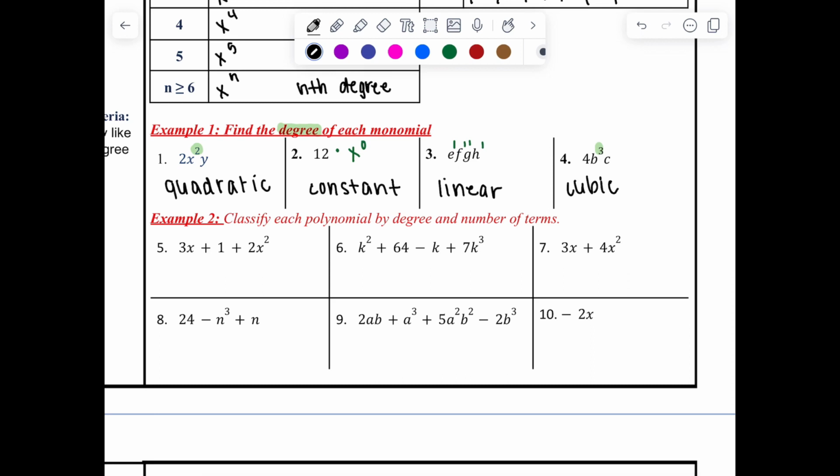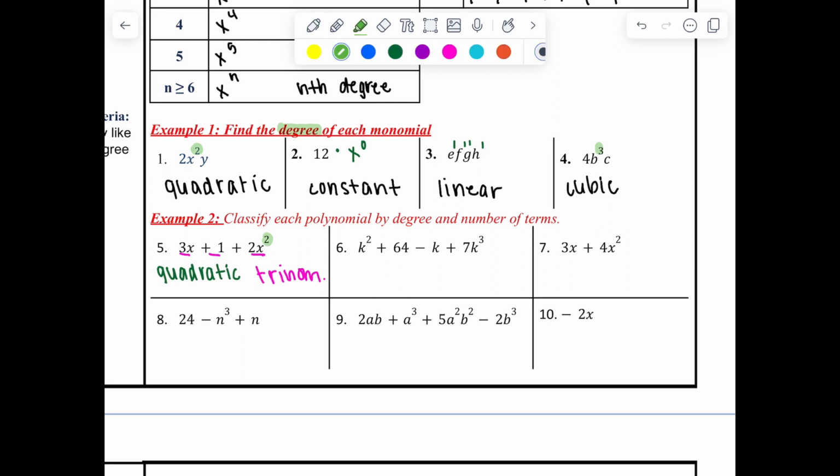All right, let's look at example 2. We've got 5 through 10 here. It's asking you to classify the polynomial by degree and number of terms. So look at number 5. The degree is 2. It's the highest exponent. And so that means that it's a quadratic polynomial. I haven't figured out how many terms there are yet, so I'm going to write quadratic first. Now we have to count: 1, 2, 3 terms. When there are 3 terms, I use the prefix tri for trinomial. I don't really have room for that, so I'm just going to abbreviate it.